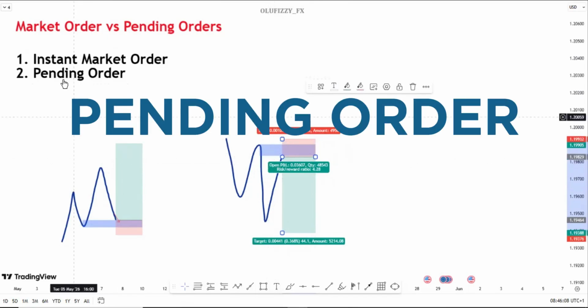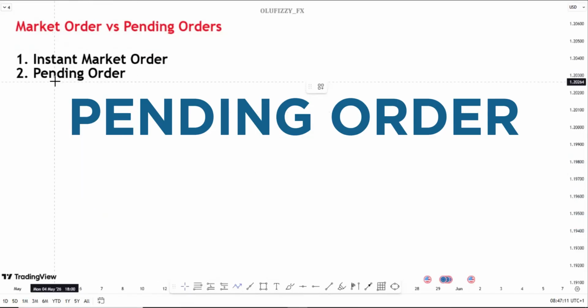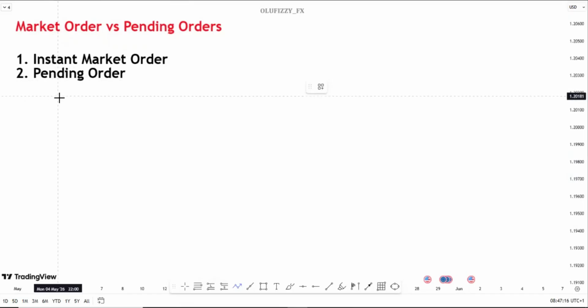So now, what is pending order? So pending order means your trade is not going to open immediately you execute it. It's going to be on pending. So that means you set your order at a specific price level where you want to enter the trade automatically.